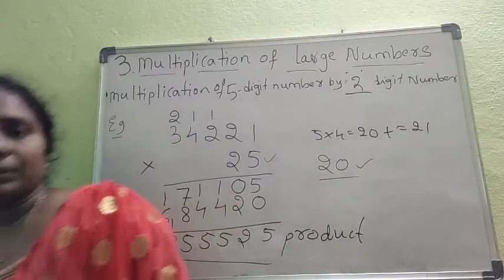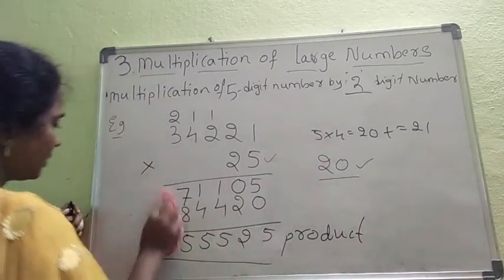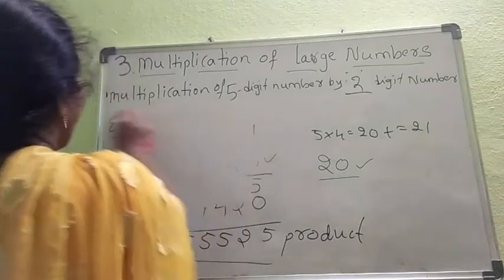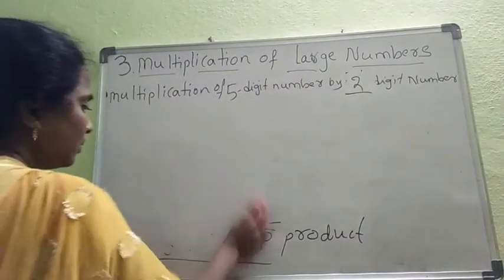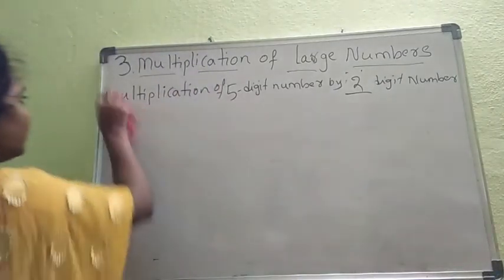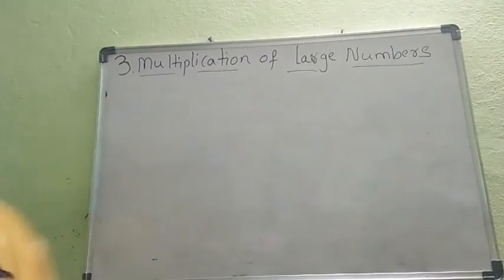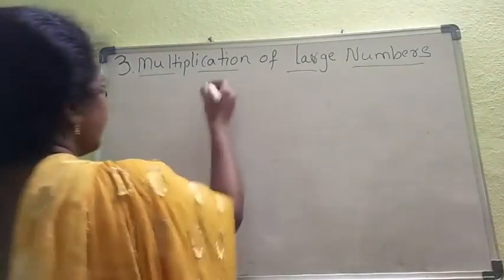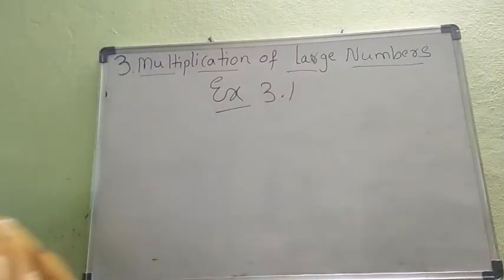Now, we will do a few sums from the exercise. Many sums are there in the exercise. The remaining things you need to do in your homework book, okay? Exercise 3.1.